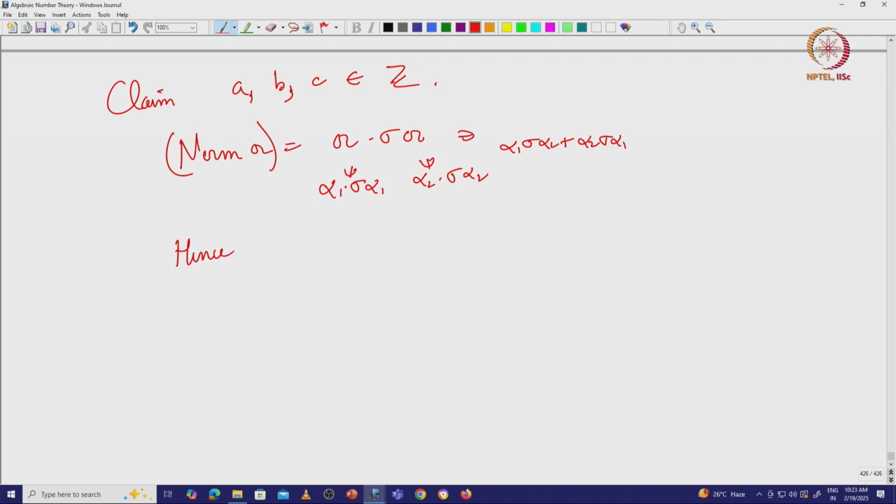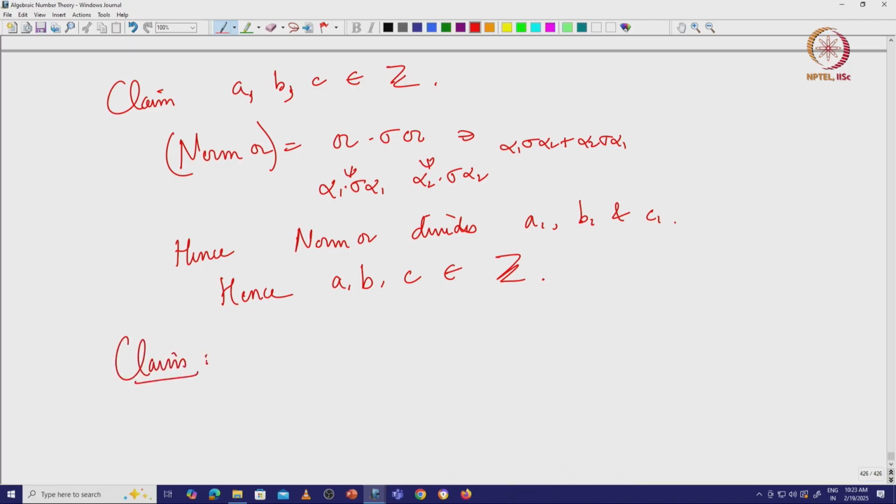Hence, the norm of A divides A1, B1 and C1. Hence a, b and c are in Z. That is the reason why they are in Z. And now, the second claim is that the discriminant of a x squared plus b x y plus c y squared is dk. That is my second claim.